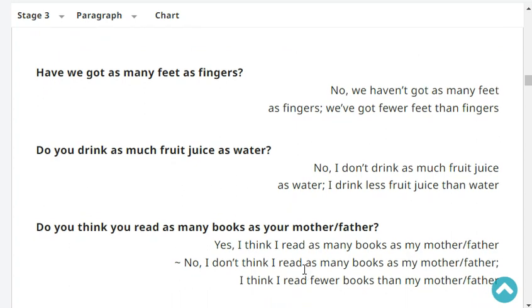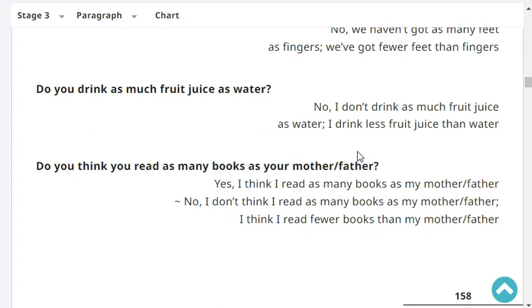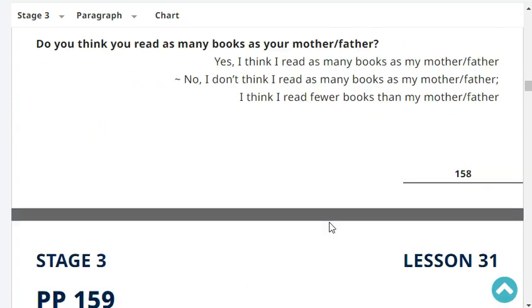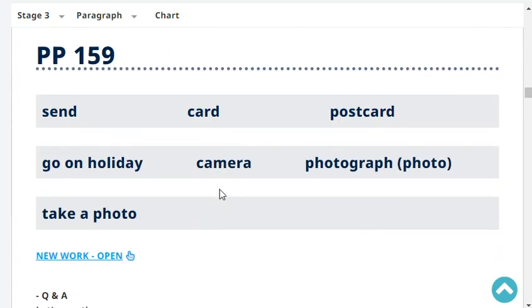Very good. Do you drink as much fruit juice as water? No, I don't drink as much fruit juice as water. I drink less fruit juice than water. Very good. Do you think you read as many books as your father? Yes or no? Yes, I think I read as many books as my father.